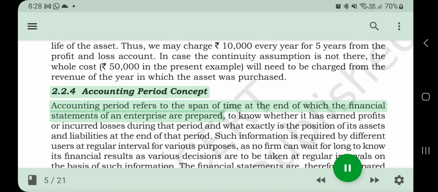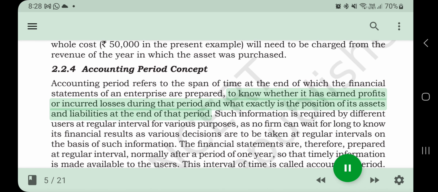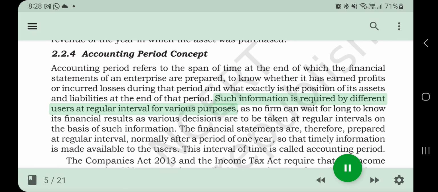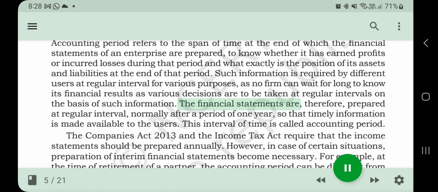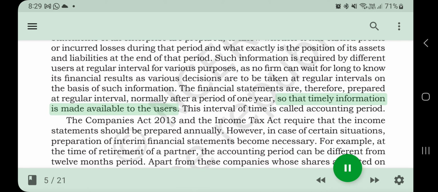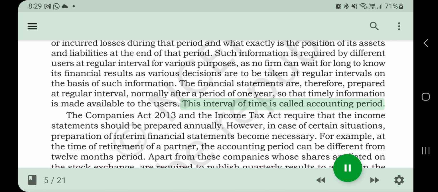2.2.4 Accounting period concept. Accounting period refers to the span of time at the end of which the financial statements of an enterprise are prepared, to know whether it has earned profits or incurred losses during that period and what exactly is the position of its assets and liabilities at the end of that period. Such information is required by different users at regular intervals for various purposes, as no firm can wait for long to know its financial results, as various decisions are to be taken at regular intervals on the basis of such information. The financial statements are, therefore, prepared at regular intervals, normally after a period of 1 year, so that timely information is made available to the users. This interval of time is called accounting period.